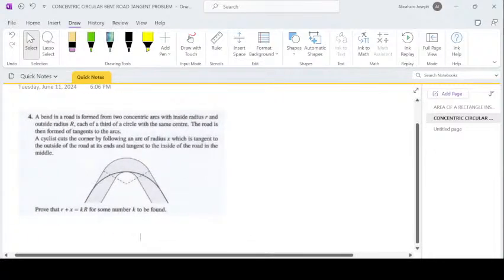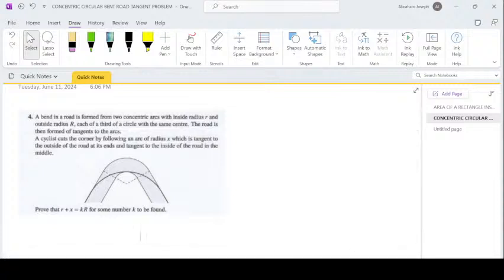The question says a bend in a road is formed from two concentric arcs with inside radius r and outside radius R, each of a third of a circle with the same center. You can see it clearly in the diagram. So let's try and do a brief sketch of what we are talking about.